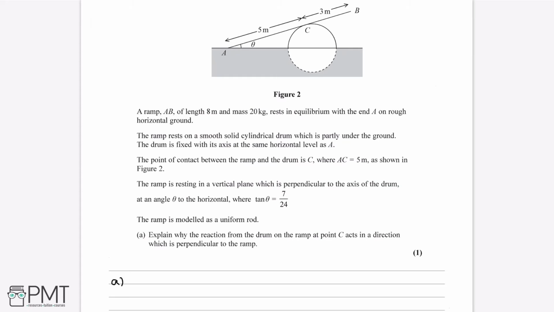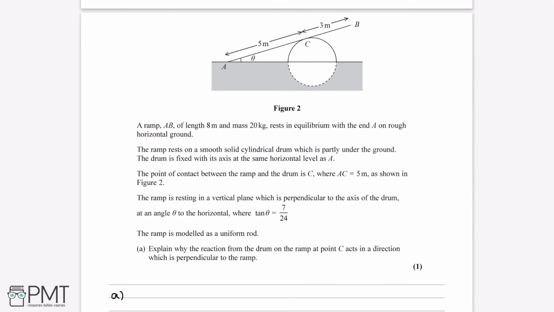Part A asks, explain why the reaction from the drum on the ramp at point C acts in a direction which is perpendicular to the ramp. So essentially, it is asking us why this force between the drum and the ramp here acts in this direction, where this is a right angle. And the main reason why is given to us in the question, because we're told that the drum is smooth, and smooth means no friction. So there is no friction between the ramp and the drum at the point C, and therefore there's no force to disrupt the fact that the normal reaction force acts perpendicular to the plane. So because the drum is smooth, there's no friction, and therefore the reaction has to be perpendicular to the ramp.